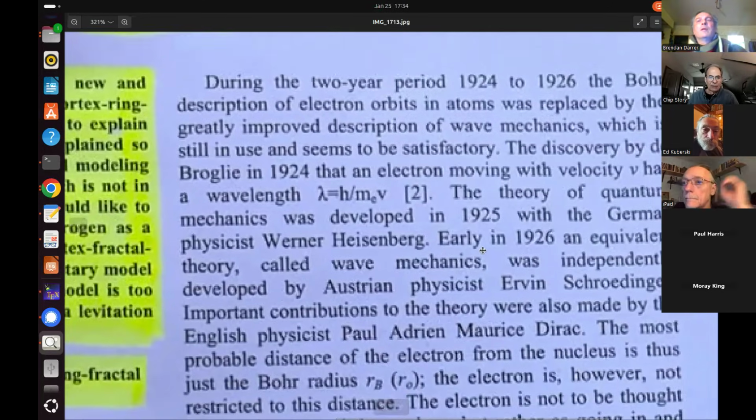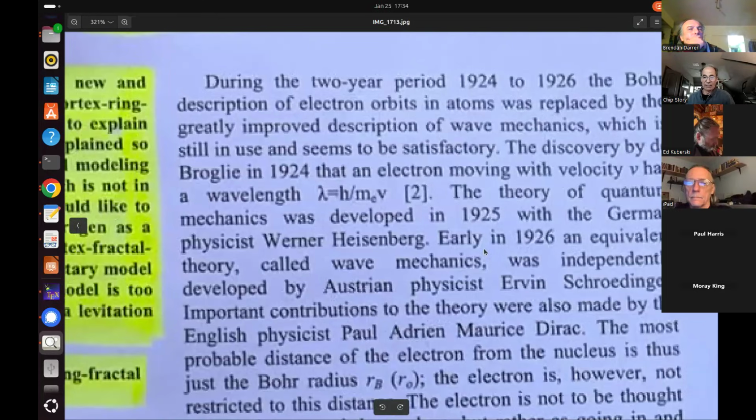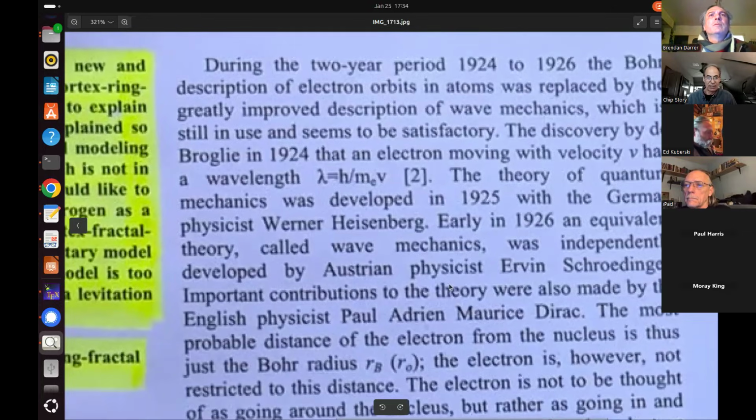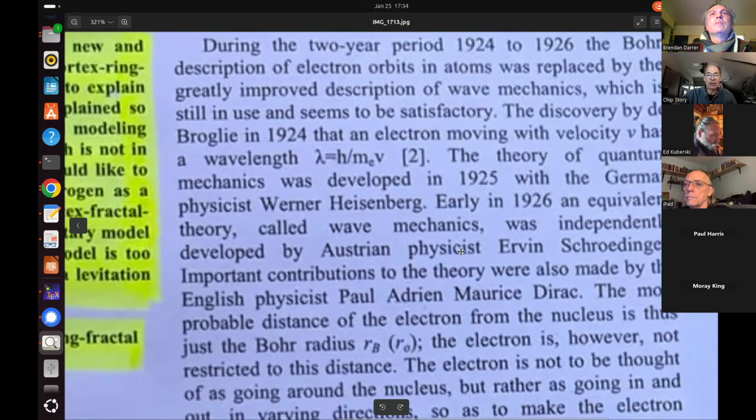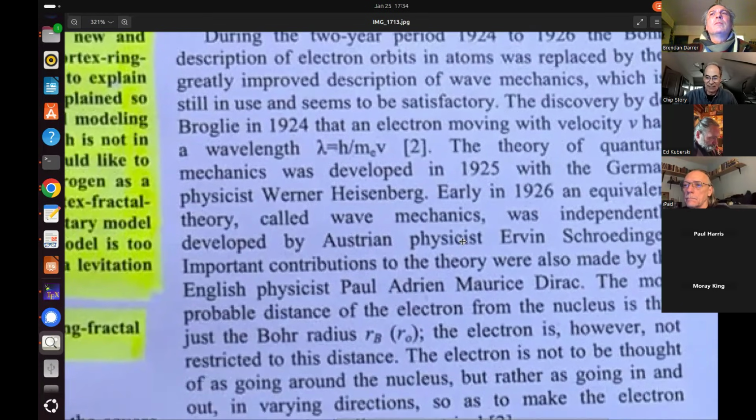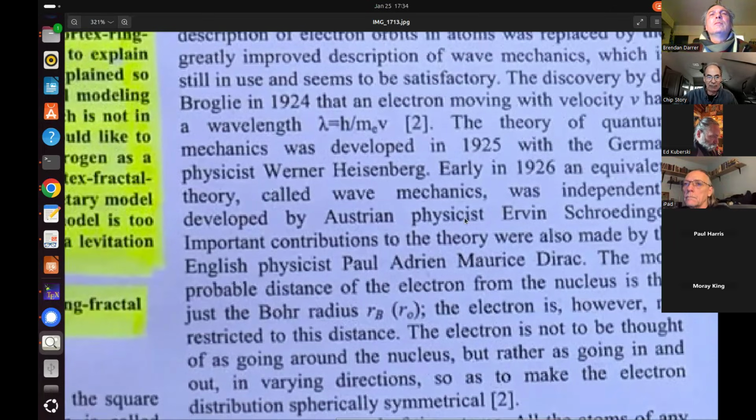During the 2-year period from 1924 to 1926, the Bohr description of electron orbits in atoms was replaced by the greatly improved description of wave mechanics, which is still in use and seems to be satisfactory. The discovery by de Broglie in 1924 that an electron moving with a velocity v has a wavelength lambda equals h over mev.